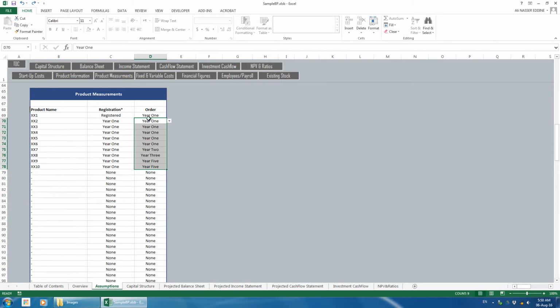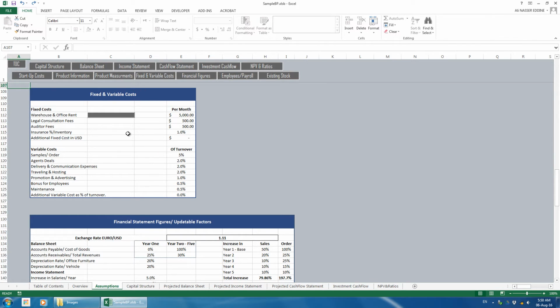The next section states the fixed and variable costs. We have the monthly rents and consultation fee. The insurance cost is calculated based on the inventory. The variable costs are calculated as a percentage of the turnover except for the first one. Samples costs are calculated as a percentage of the yearly purchases, and used for advertisement and promotion of your products. You may change the names, and where it is not applicable, you set it to 0. There is a place for additional costs.